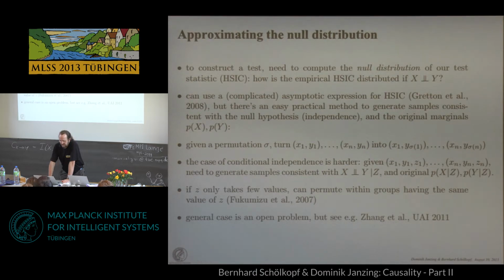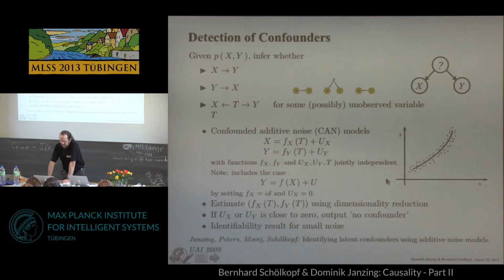Okay, so I think I'm going to skip this. I just want to briefly say, what is this about? So I said before, if we are willing to make an assumption of additive noise, we can solve the two-variable problem. And this is some work about the problem where, a bit closer to the Reichenbach setting, we observe two variables that are dependent. And now we want to know, does x cause y, does y cause x, or is there a confounder that causes both of them?